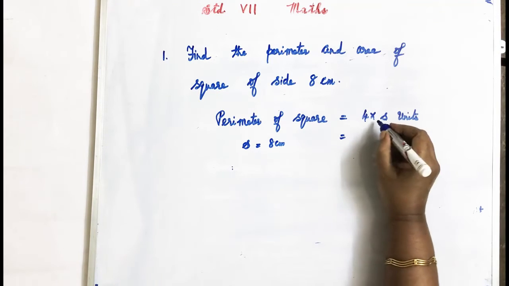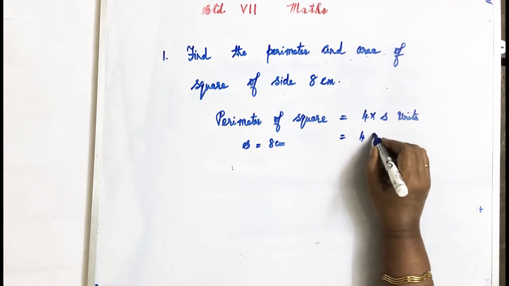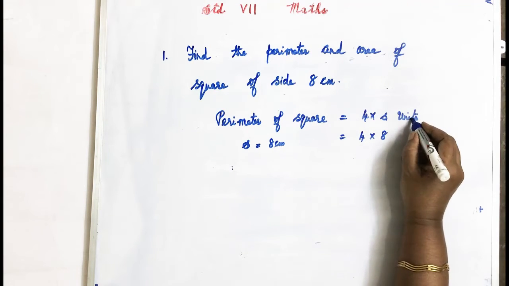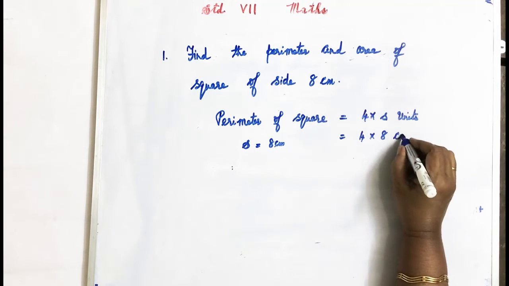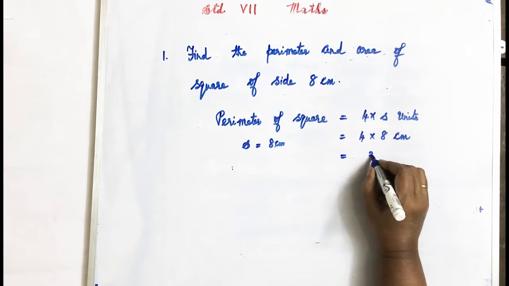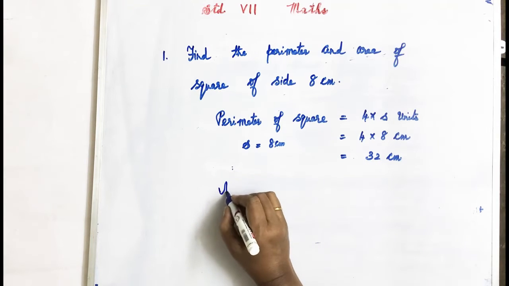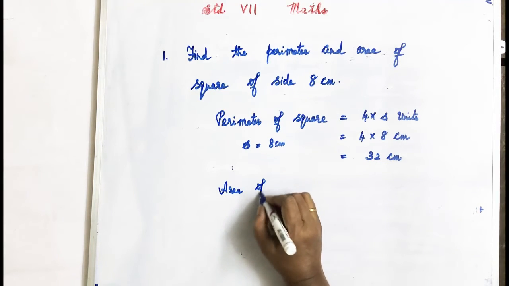So now we have to substitute in the formula. So 4 into, instead of S we should write 8. What is the unit given here? Centimeter. Now 4 8s are 32. So 32 centimeter. Next is area of square.